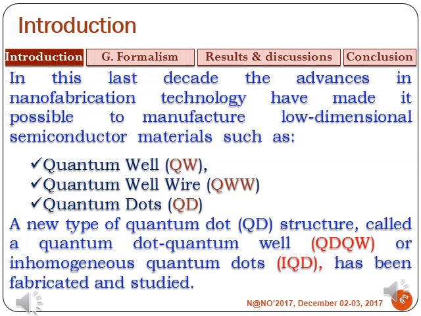In the last decade, advances in nanofabrication technology have made it possible to manufacture low-dimensional semiconductor materials such as quantum wells, wires, and quantum dots. A new type of quantum dot structure called a quantum dot quantum well, or inhomogeneous quantum dot, has been fabricated and studied. The structure is experimentally composed of two semiconductor materials, one with the smaller band gap embedded between a core and an outer shell of the material with the larger band gap.